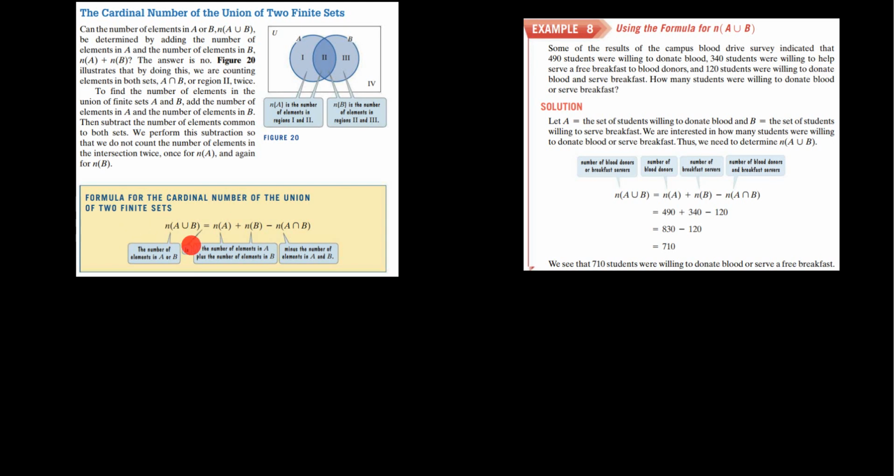So the cardinal number of A union B, okay, which if you have a certain amount of elements in set A and a certain amount of elements in set B, well, the union of both of them is going to be every single element, right? And that's where we get the first part of the cardinality, right here. You just basically add everything up, and that makes sense.